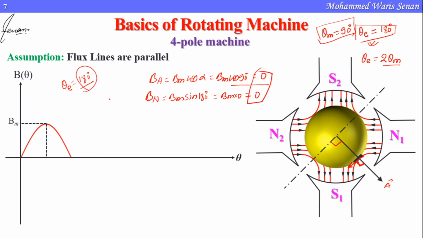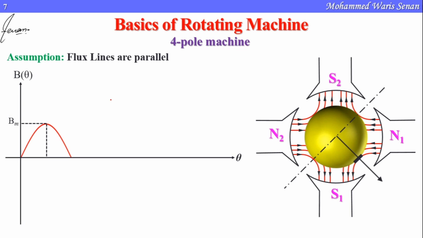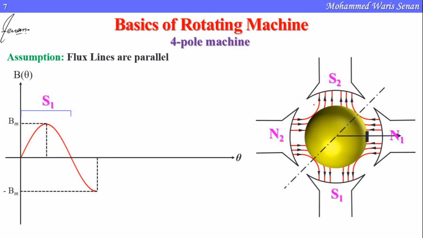Now let us move forward and understand the concept more clearly by rotating the machine by 45 degrees again. Now we can say this particular region is under the influence of south pole S1. Again, if we rotate the rotor by 45 degrees, the angle is now 90 plus 45, that is 135 degrees. This is theta mechanical. So what will be theta electrical now? 135 multiplied by 2, so it will be 270 degrees. Sine 270 degrees again is minus 1, so B is minus Bm.